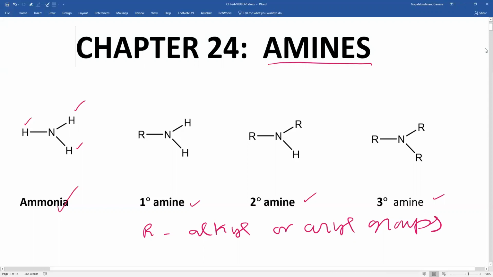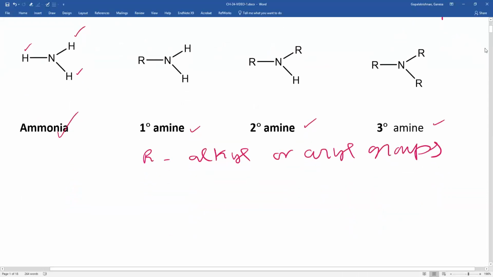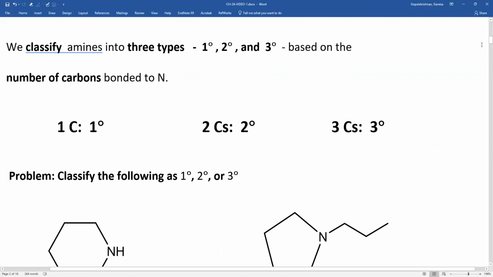Suppose we take a primary amine as an example. In this case, the nitrogen is bonded to 1 carbon. So you can take it that way also: how many carbons the nitrogen is bonded to, and classify them. We classify amines into 3 types. Based on what? Based on the number of carbons bonded to nitrogen.